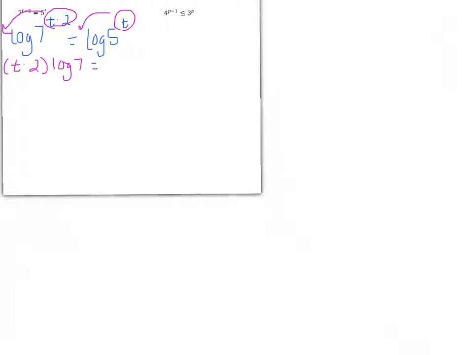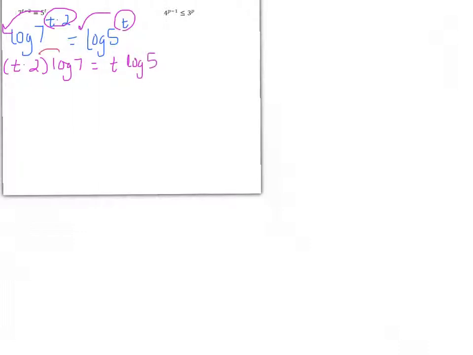So here we have 7 to the t minus 2 is equal to 5 to the t power. So we're going to take the log of both sides. So we will have log of 7 to the t minus 2 is equal to log of 5 to the t power. These exponents, using our properties, we know can be multiplied out in front. So that would make us have t minus 2 times the log of 7 is equal to t times the log of 5.